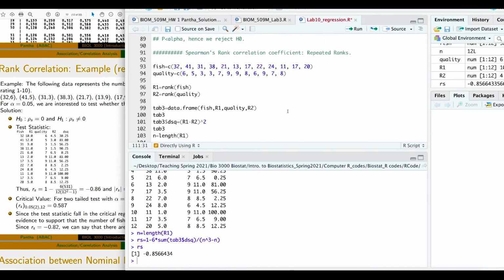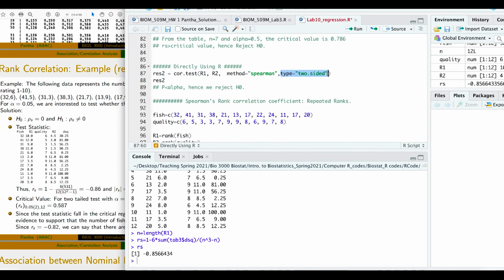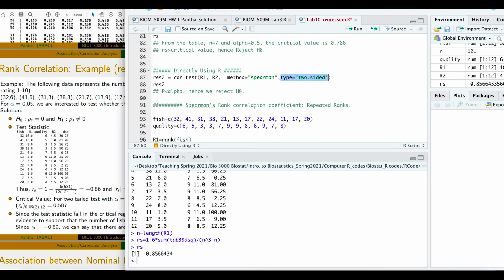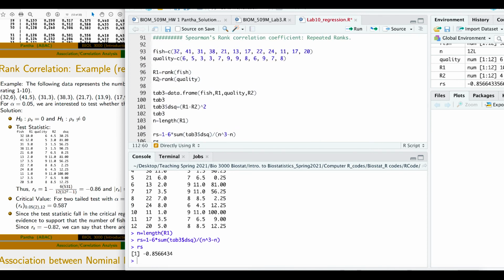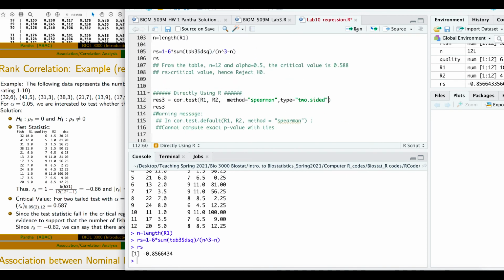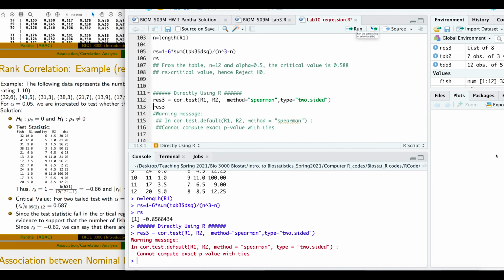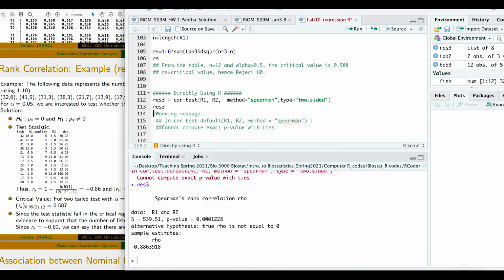Let me do that two-tail. Okay, type equals two-sided. I'm not sure whether that makes any difference there, but let me just keep that. So this is result 3 equals cor.test of R1 and R2, the ranked values. If you do that, it says cannot compute exact p-value with ties, but it still finds the values, right? It still finds.